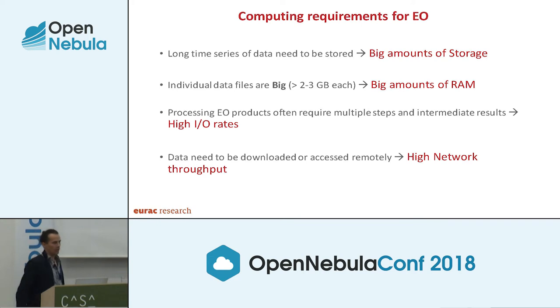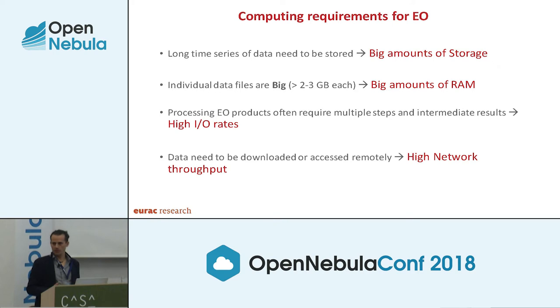So the computing requirements, again: big amounts of storage. Files are big, so huge amounts of RAM. High I/O rates, so we need quite performant storage in order to access and process this data in a reasonable way, especially when we are going to process the whole time series, not just as soon as we have a new image. This happens quite often, that we need to process the whole 20 years of satellite imaging.